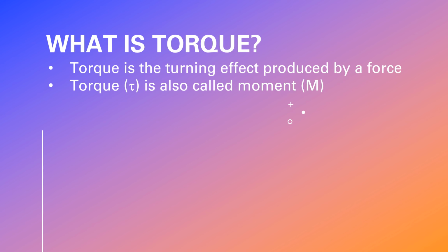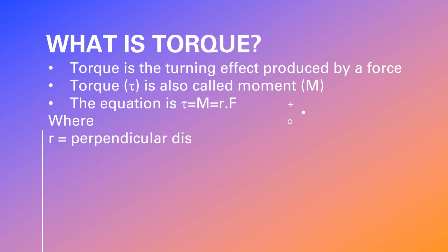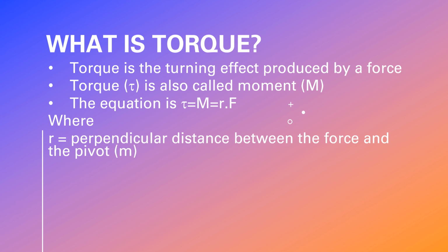It is also called moment, which is represented as an M, and the equation that we use is that tau, or torque, is equal to M, moment, which is equal to R times F, where R is the perpendicular distance between the force and the pivot measured in meters, and F is the force in newtons.